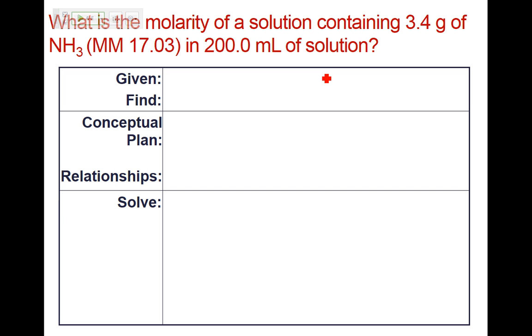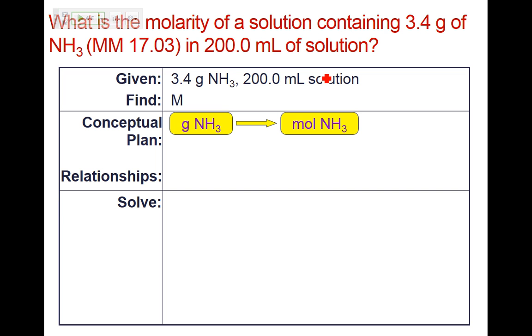So we're given our mass of our solute. Again, in this case, solute is NH3. And we're given our volume of solution, but our volume is in milliliters. So we have to convert. So not only do we have to convert our mass of our solute to moles, but we also have to convert our solution to liters. Once we do that conversion, then we can figure out our molarity.